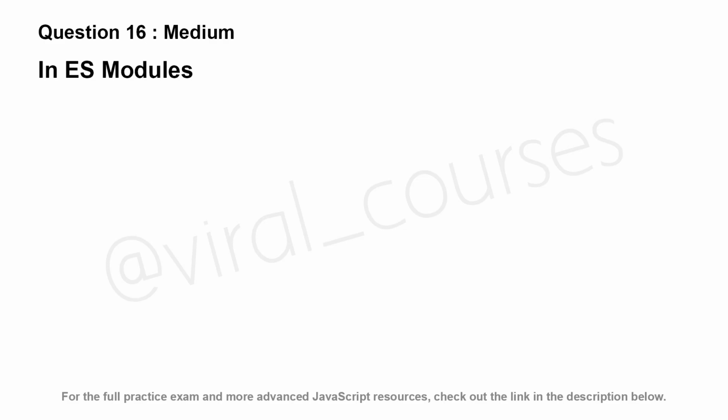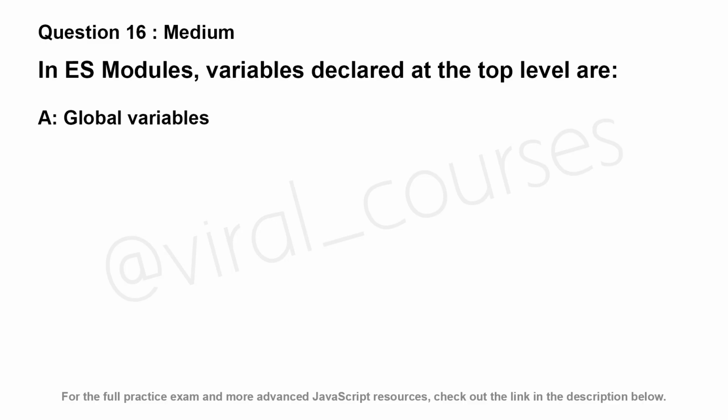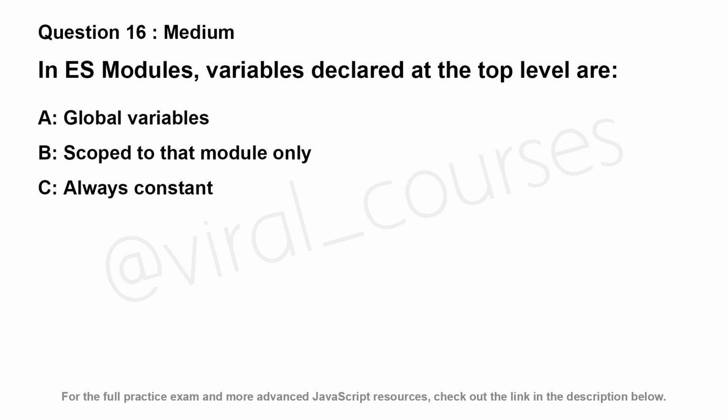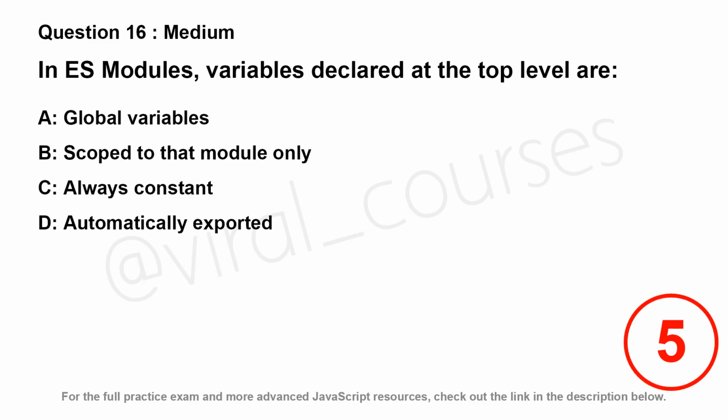In ES modules, variables declared at the top level are: Option A, global variables. Option B, scoped to that module only. Option C, always constant. Option D, automatically exported.